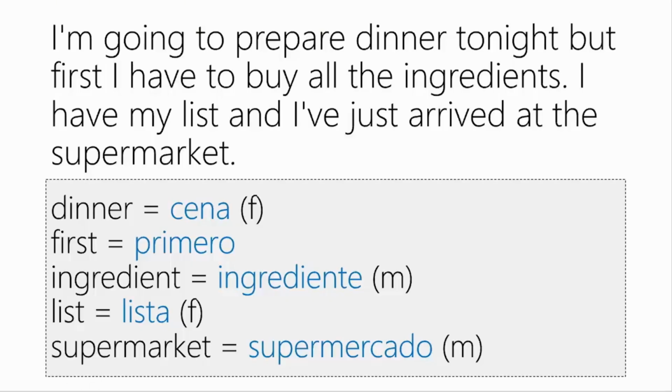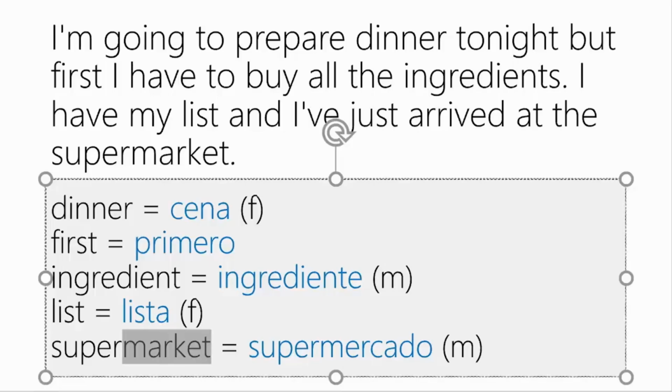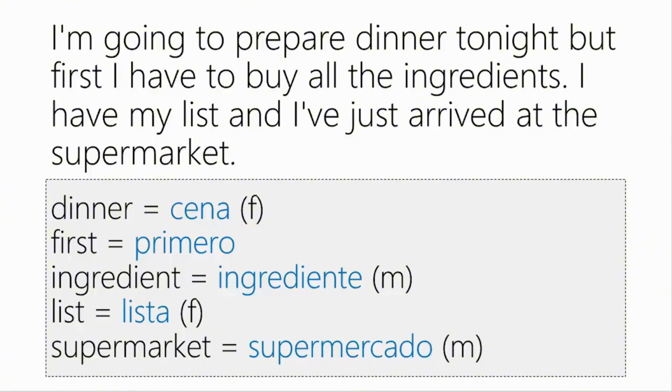Supermarket is supermercado. Mercado is like market, as you can see here, so supermercado. And often native Spanish speakers will not say this, they'll simply say el super, they'll shorten it. But for the translation, let's stick to the full one, el supermercado. Now it's over to you. Pause the slide and try to work out how you would say all of this in Spanish.